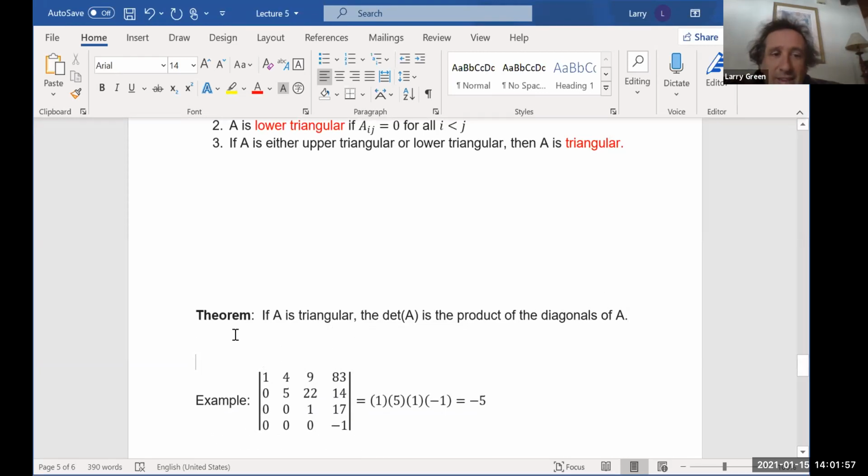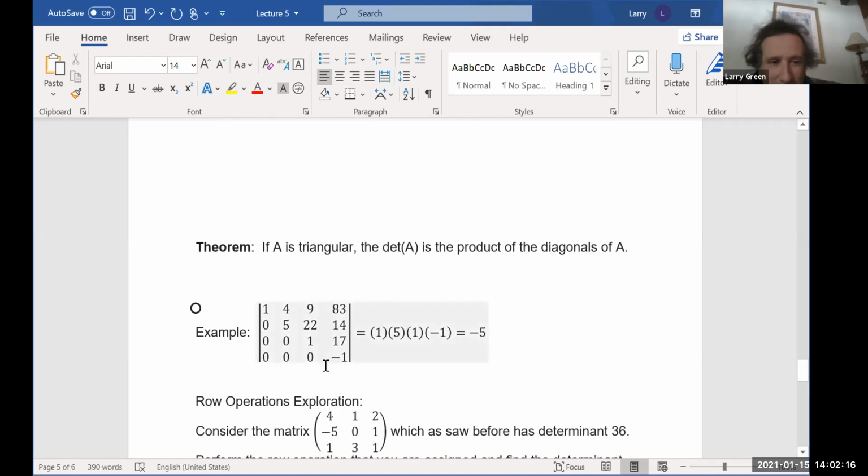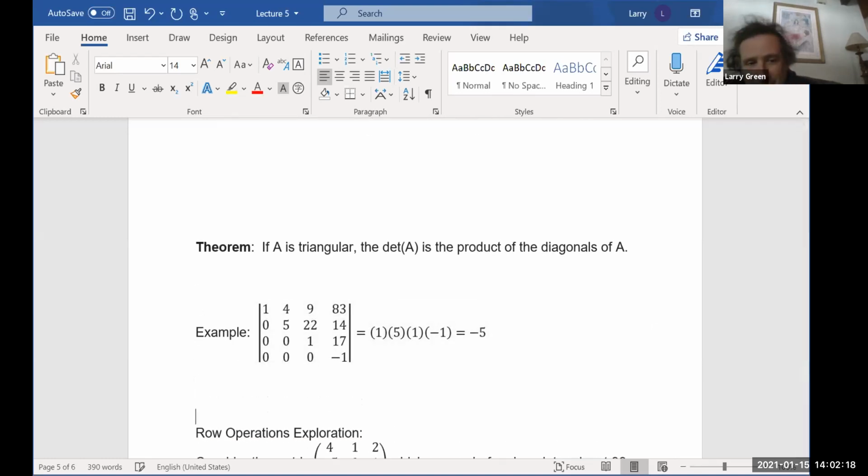And that says if A is a triangular matrix, then the determinant of A is the product of the diagonals of A. And that makes life so nice. And the reason why that works is the following. So let's look at this example.